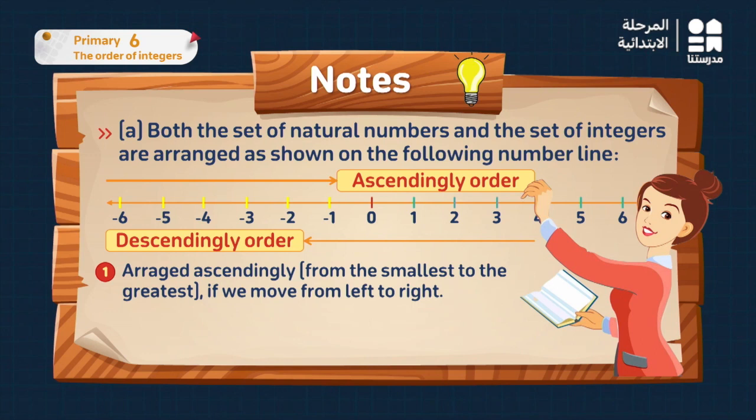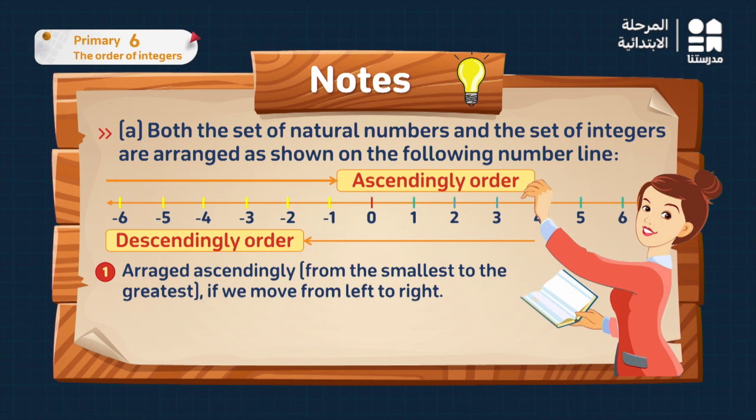So you have to know that if you're moving from left to right, you are arranging your integers in ascending order, and vice versa. If you're moving from right to left, you are moving in descending order. Number one, arranging ascendingly from the smallest to the greatest, from left to right.